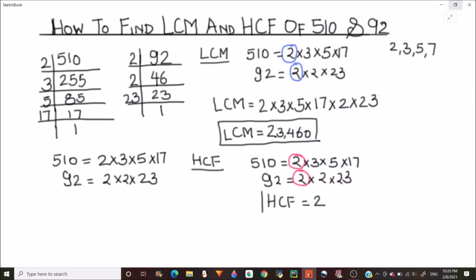So the LCM of the two numbers is 23,460 and HCF is 2. So I hope this video is helpful to you and you can find the LCM and HCF of any number.